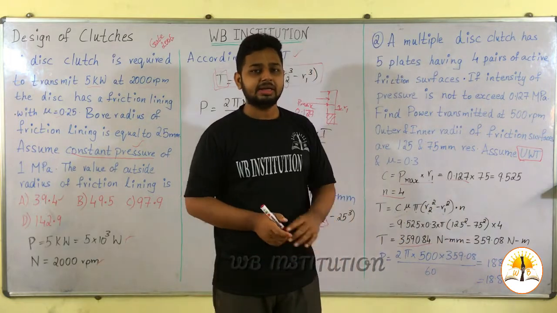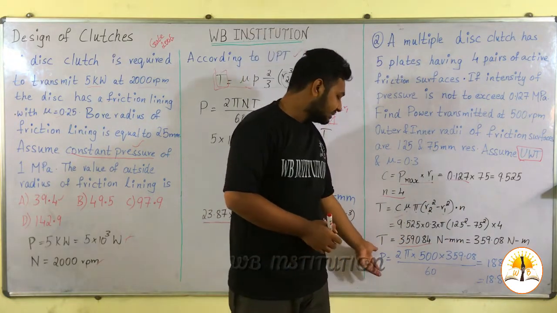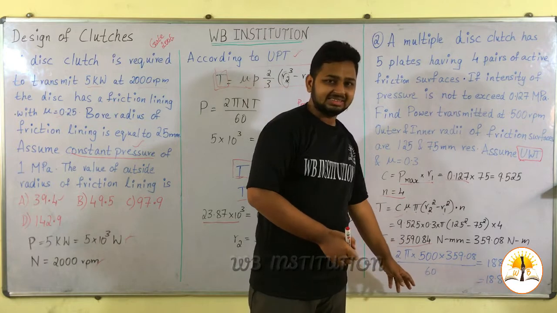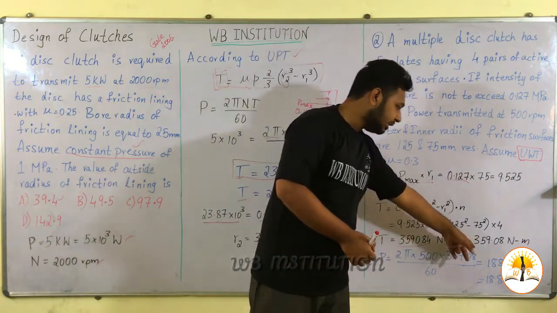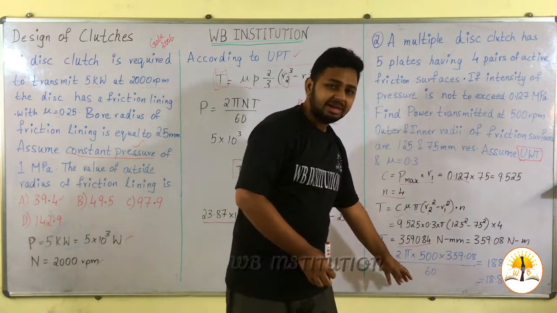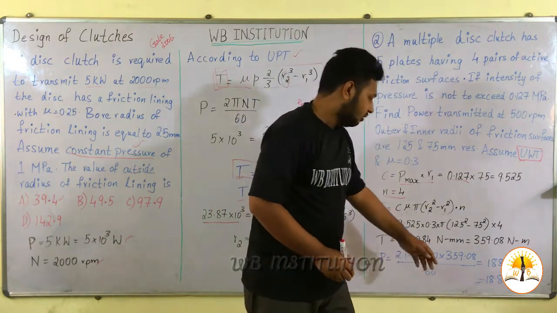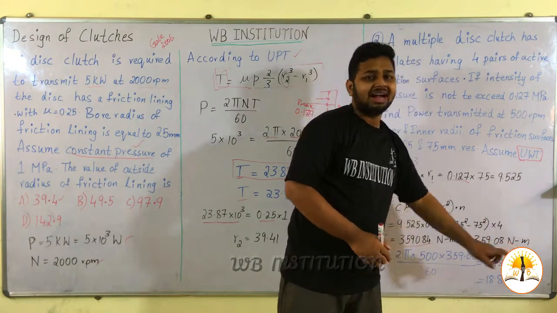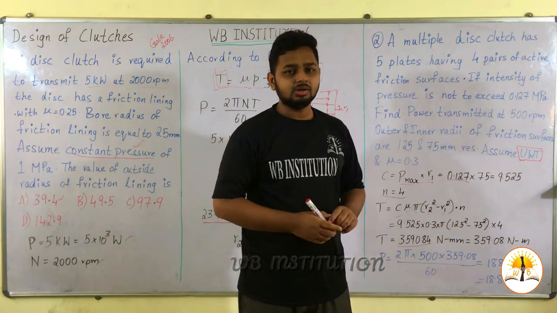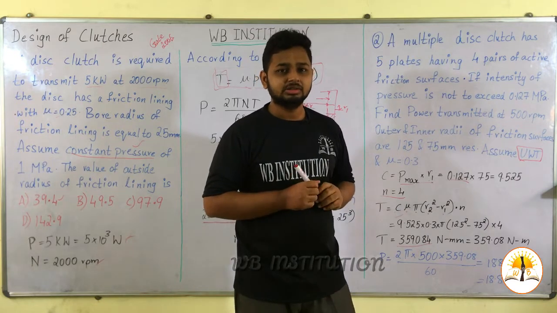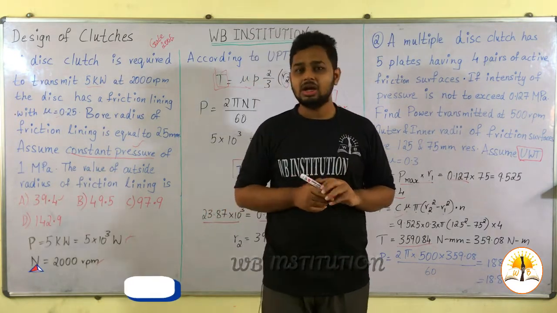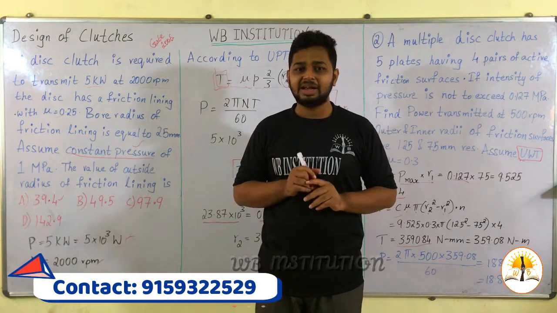So we get 359.08 Newton meter. The amount of power transmitted P equals 2 pi N T by 60. N is given as 500 and torque is 359.08, divided by 60. Then we get 18,801 watts. If we convert it into kilowatts, we get 18.801 kilowatts. So these are the types of problems we can see on single plate and multi-plate clutches.